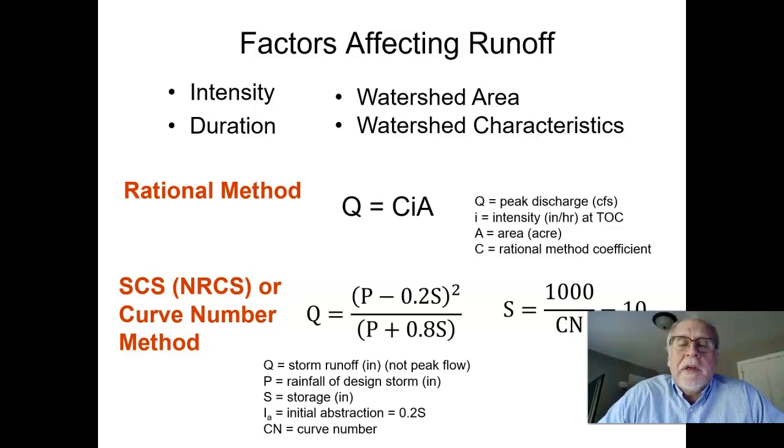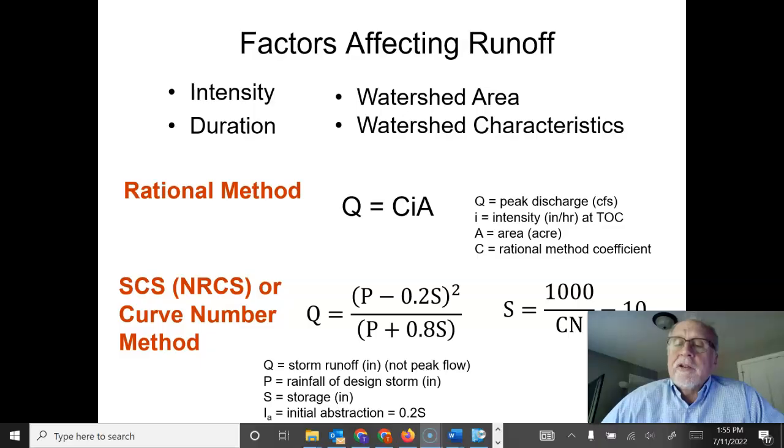It's P. P is your design storm in inches, how much it rains. S is the storage, so how much the site can hold, the ground can hold. So if it can hold an inch total of water, then the storage would be 1. The I is the initial. I don't see I in the equation. Oh, we could write this equation with an I in there, where I equals 0.2S.